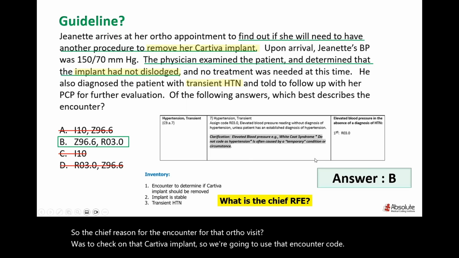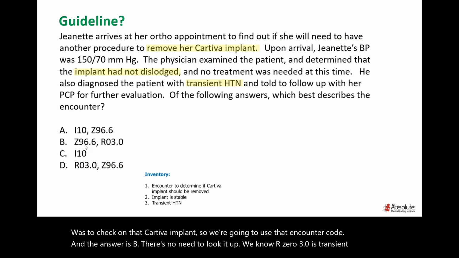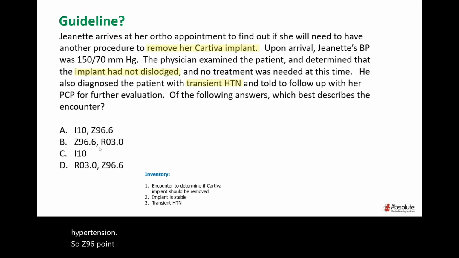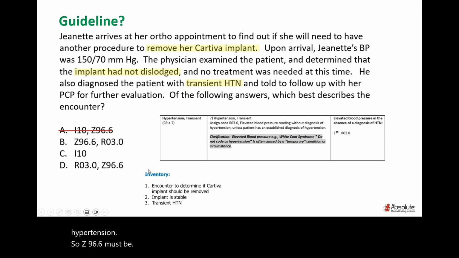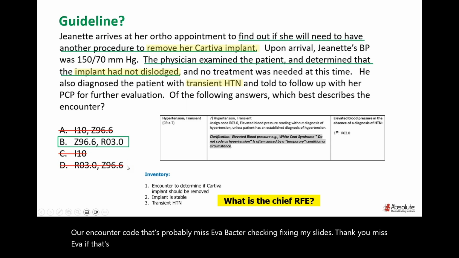And the answer is B. There's no need to look it up. We know R03.0 is transient hypertension. So Z96.6 must be our encounter code. That's probably Miss Eva back there checking, fixing my slides. Thank you, Miss Eva, if that's you.